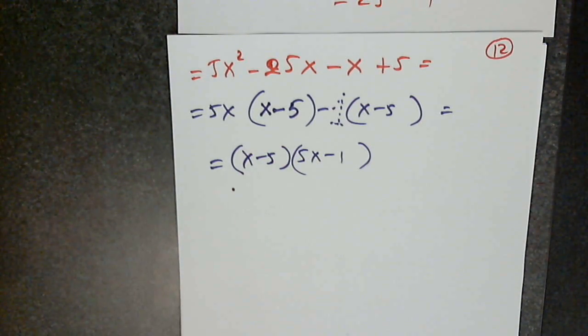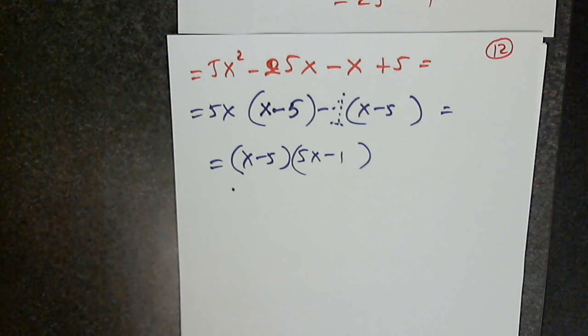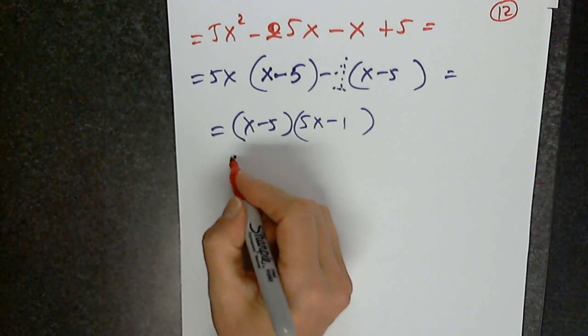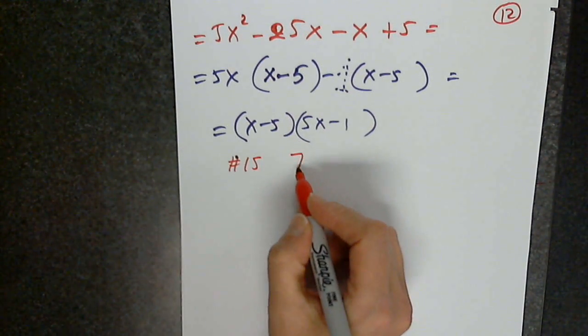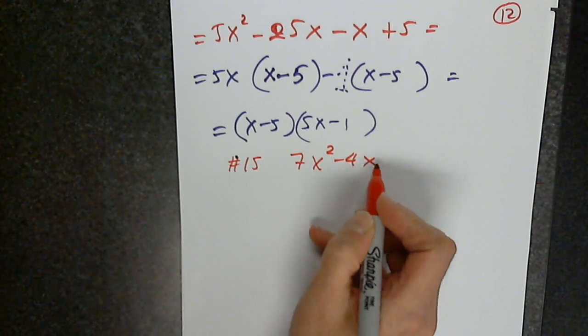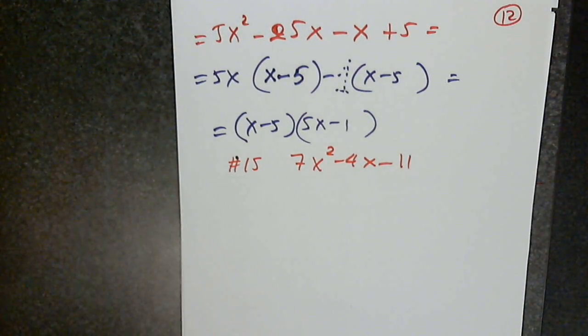So let's go now to page 401. So pages 401, 402. I'm directly on 402. Okay, let's look at 15. 7x squared minus 4x minus 11.